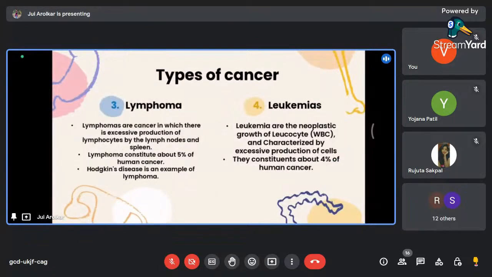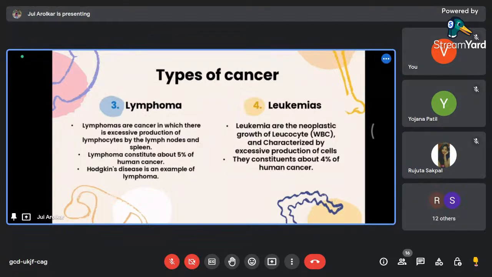Then the third type is lymphoma. Lymphomas are cancers in which there is excessive production of lymphocytes by the lymph node and spleen. Lymphoma constitutes about 5% of human cancer. Hodgkin's disease is an example of lymphoma.